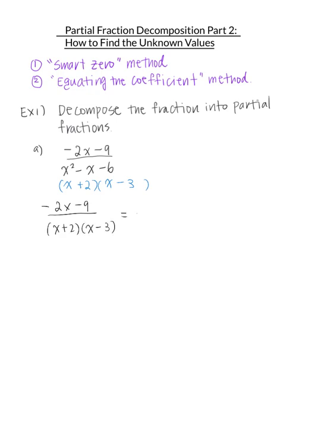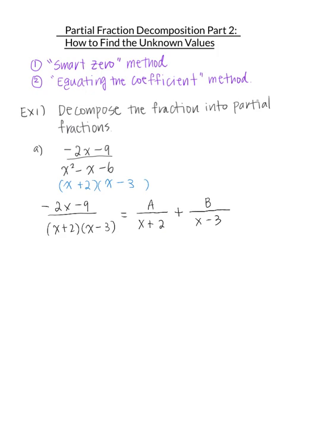Let's first decompose this. We're going to have two fractions, one with x plus 2 and one with x minus 3 in the denominator. What goes on the top is the general form of a polynomial of one degree less than what you're given in the denominator. So this is going to be a constant, the a's and b's.